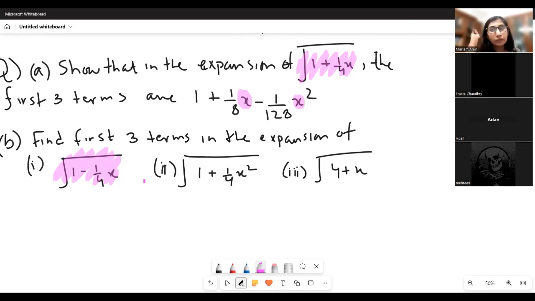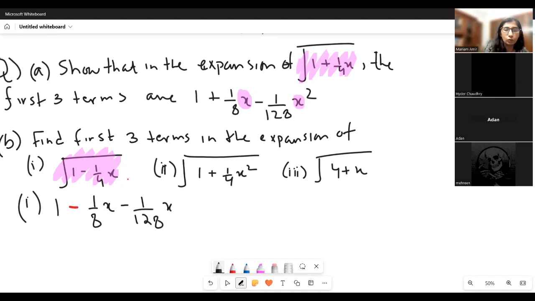The x square term will not change its sign because when you square a negative number, it will give you a positive answer. So the only impact of the negative sign would be on this one. This will in fact become negative 1 by 8x because x is negative. But when you substitute a negative x in x square, the result is still going to be a positive value. I hope everybody understands that. So the answer of part 1 is simply 1 minus 1 by 8x and minus 1 over 128x squared. That's all.